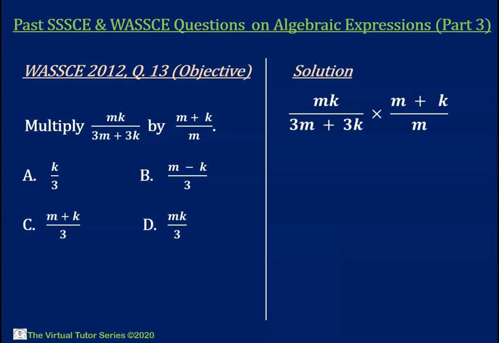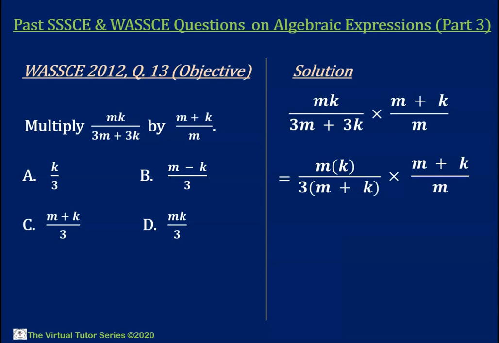Let's first bring common factors out. mk can be rewritten as m times k. 3 is a common factor of 3m plus 3k. So 3 can be factored out to have 3(m + k) times (m + k) all over m.